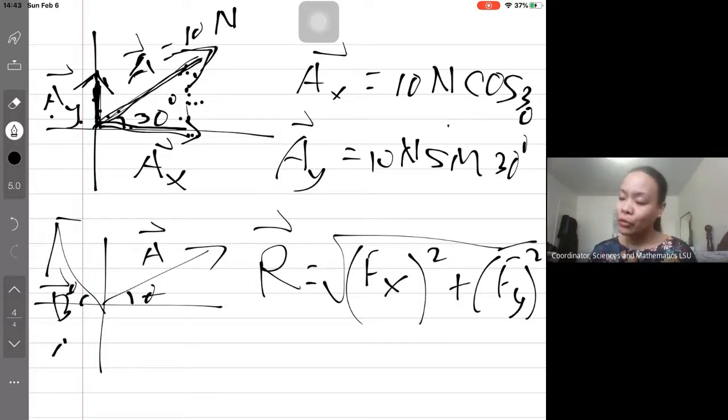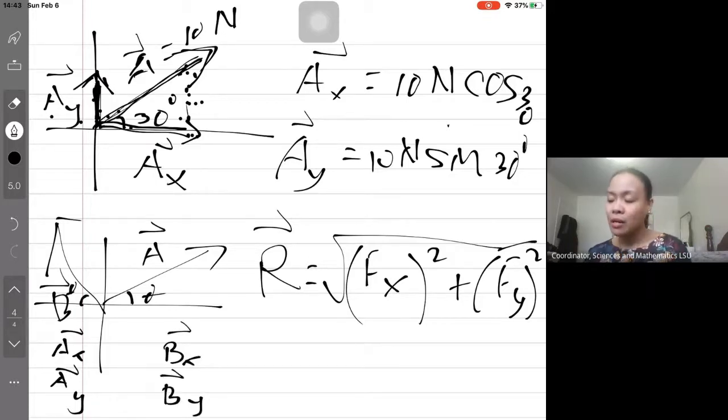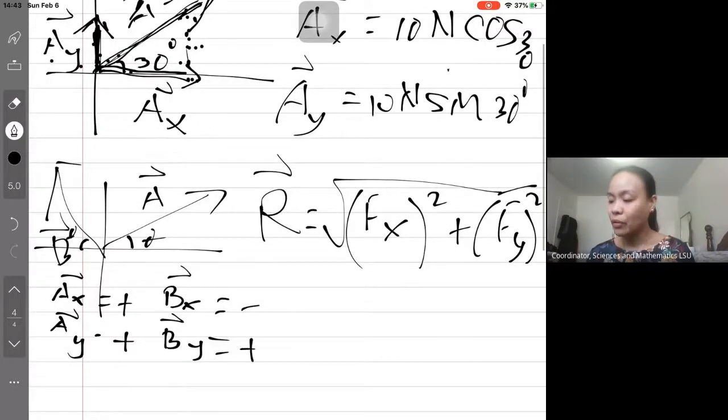So that means you are going to get the Ax, you are going to get the Ay, you are going to get the Bx, you are going to get the By, and you add all. And take note of the negative signs, guys. Okay, so here, for example, Ax is positive, it is at the first quadrant, but here Bx is negative, because it is in the second quadrant. Ay is positive and By is also positive. So take note of the negative sign, because B is here along the negative x-axis.